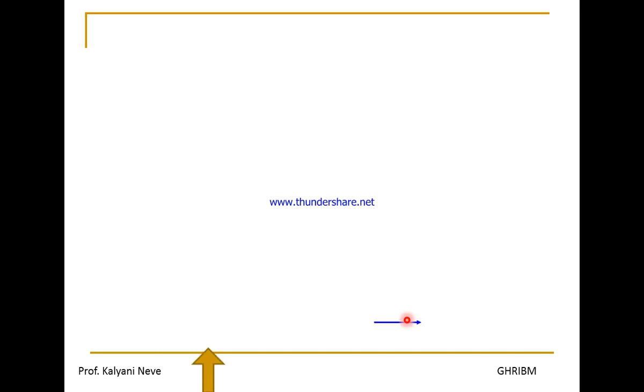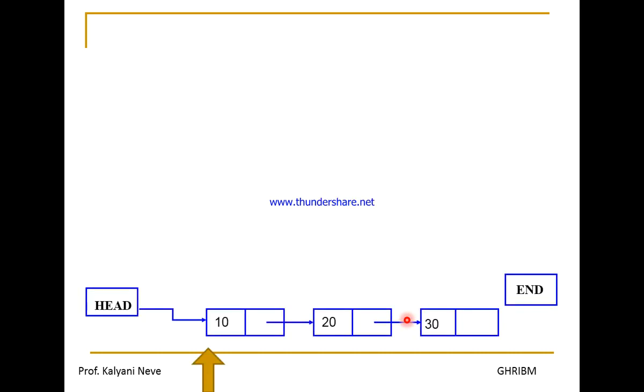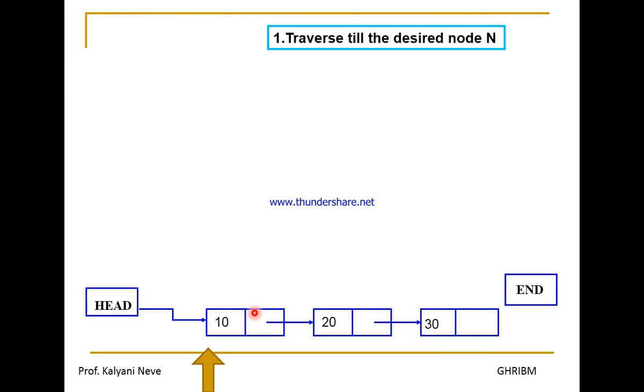Okay, let's take an example. This is the linked list in which the elements 10, 20 and 30 are present. Here is the head pointer which stores the address of this first node. Okay, now according to the algorithm, what is the first step? Traverse till the desired node. Now we want to insert a new node at the third position, meaning we have to traverse up to the second node.